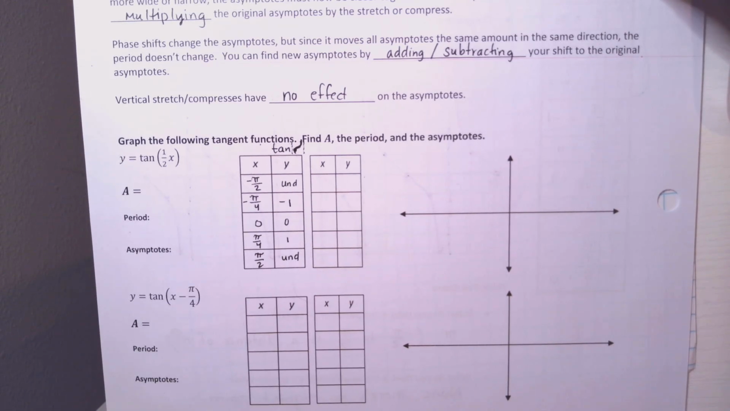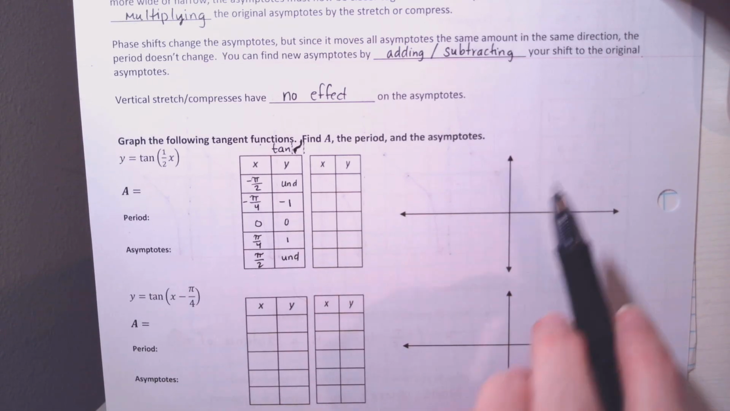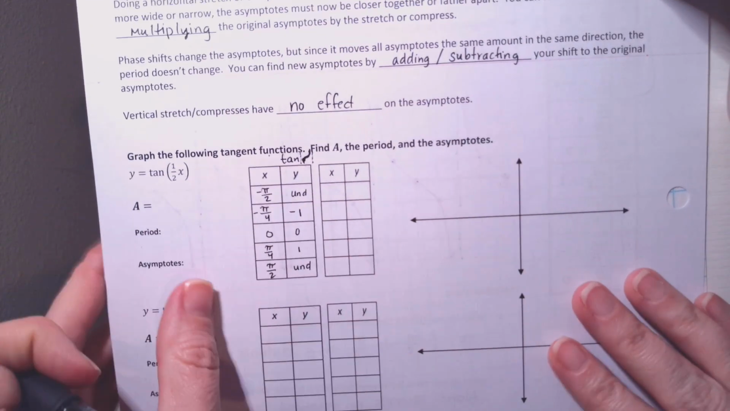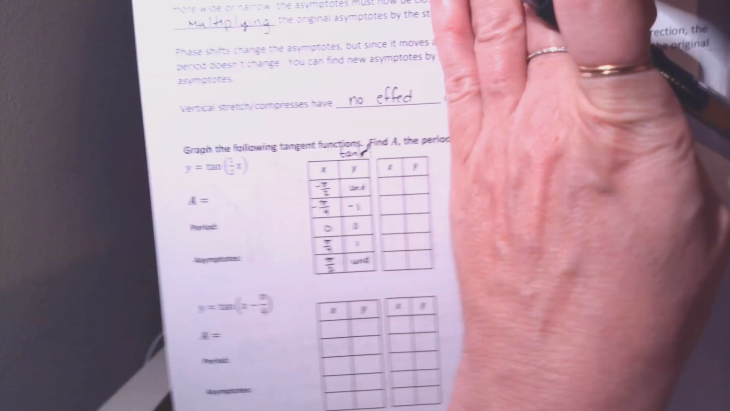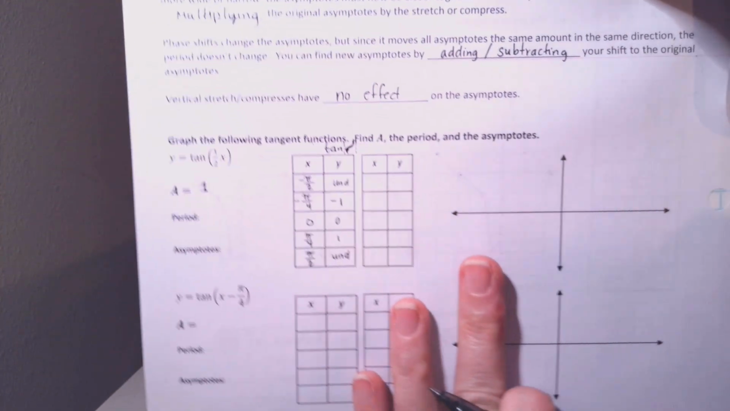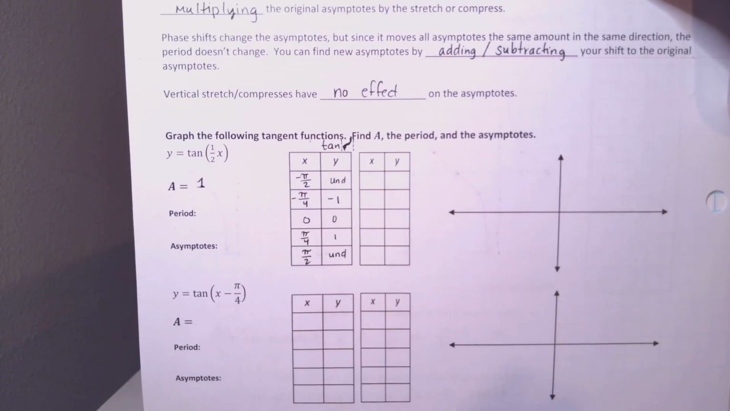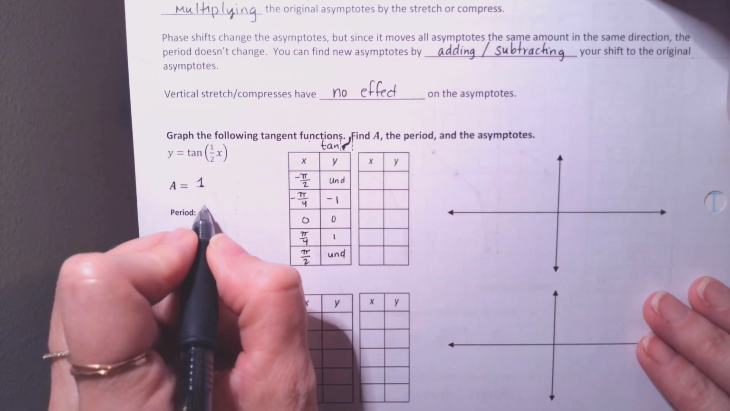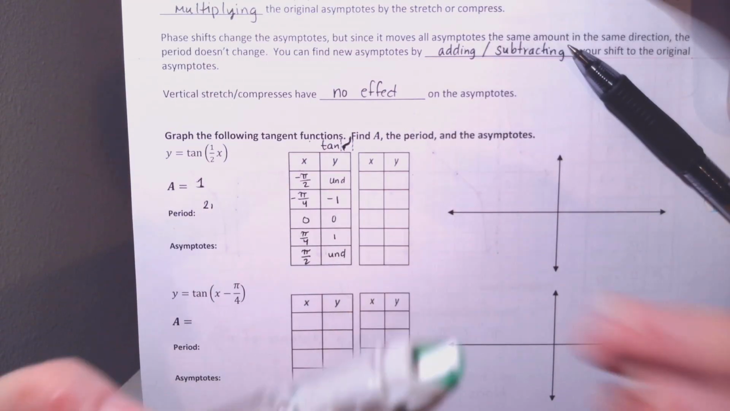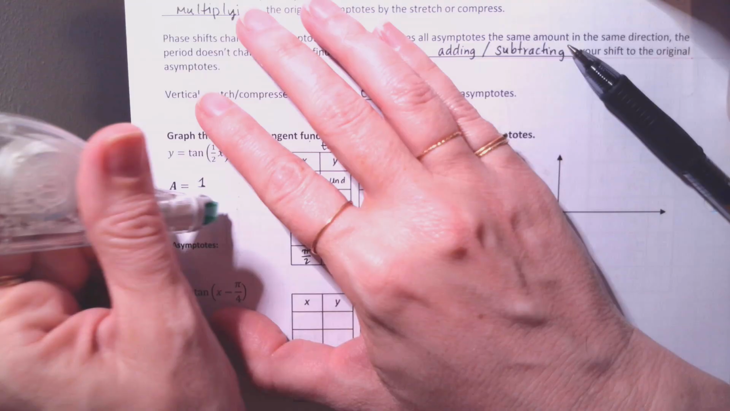All right, thinking about what our A value is, our vertical stretch. So this one you can actually see there is no A value. The A value is just 1. So it would not be stretched out or squished down at all. It would just have a normal amount of 1. The period is going to be 2 pi. No, the period is pi divided by the absolute value of B.